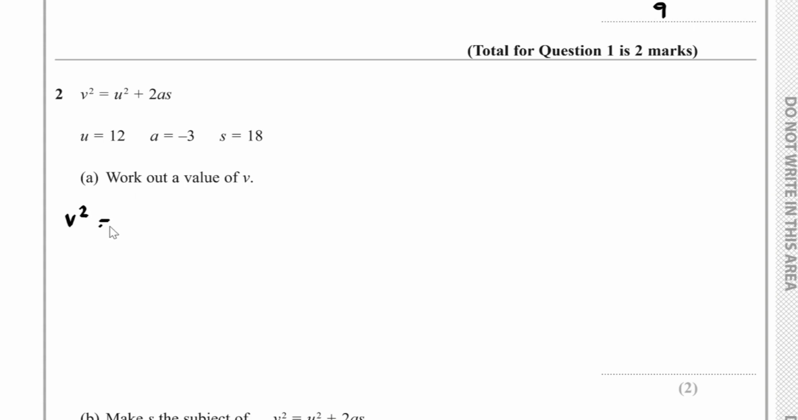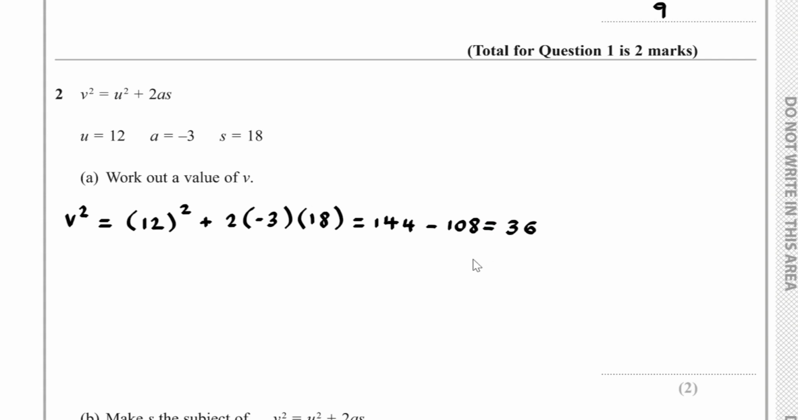v squared is equal to u squared, so that is 12 squared plus 2 multiplied by a, which is minus 3, multiplied by s, which is 18. And if we work out what this is, we have 144 subtract 6 times 18, which is 108. And so therefore, v squared is equal to 36.